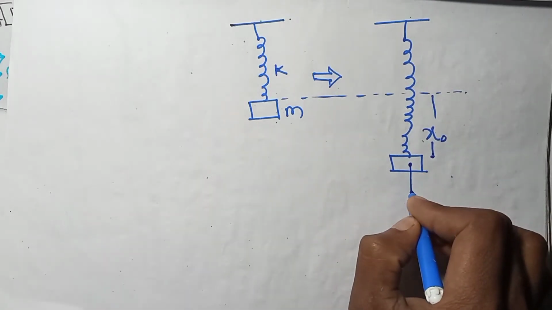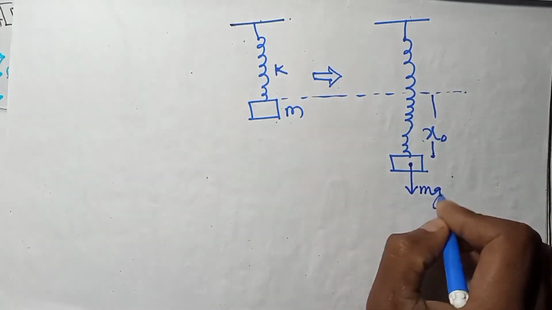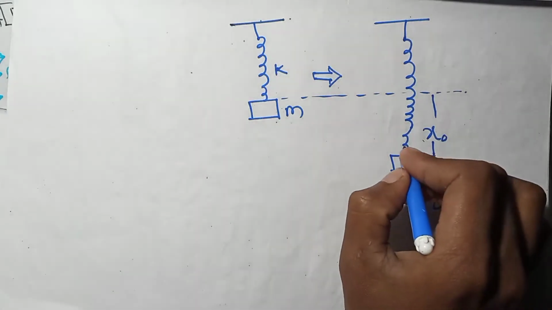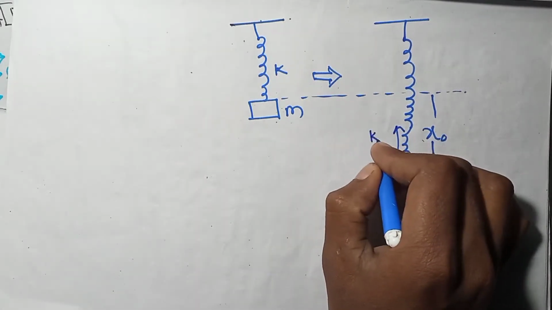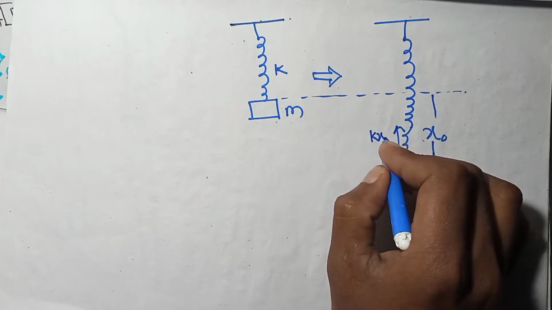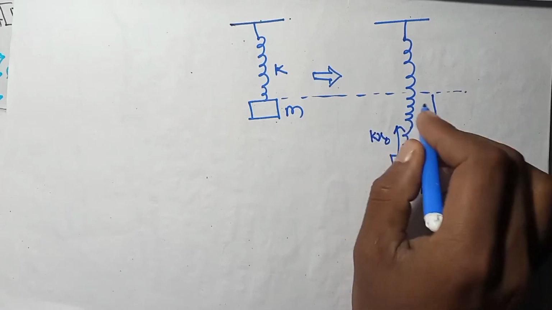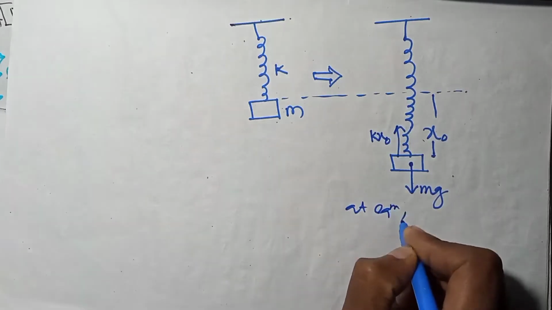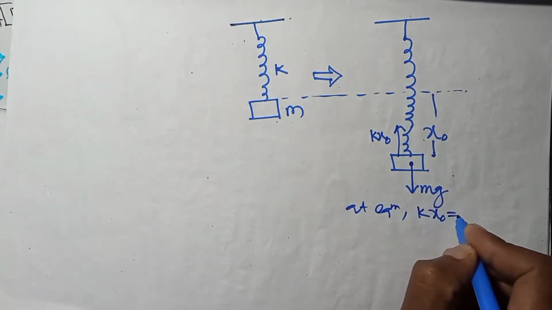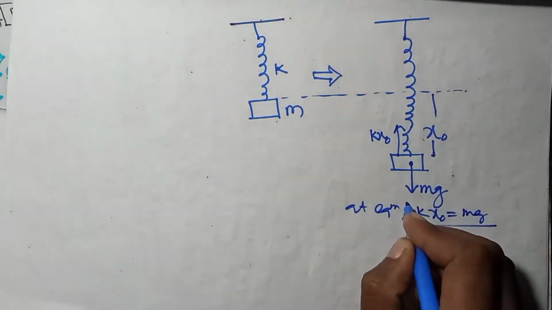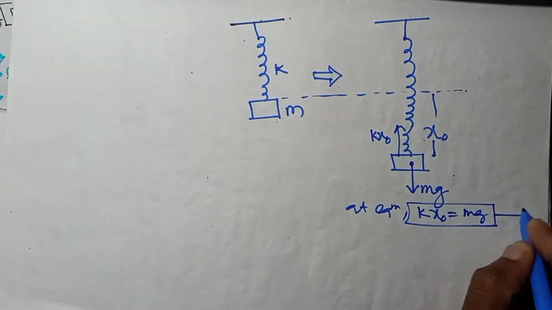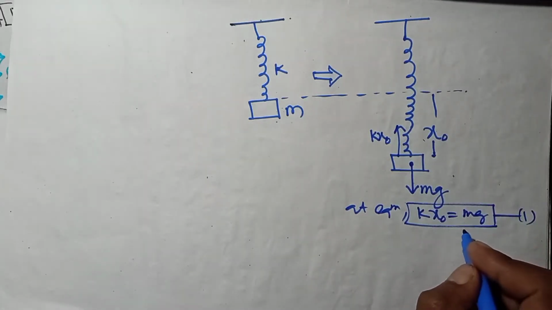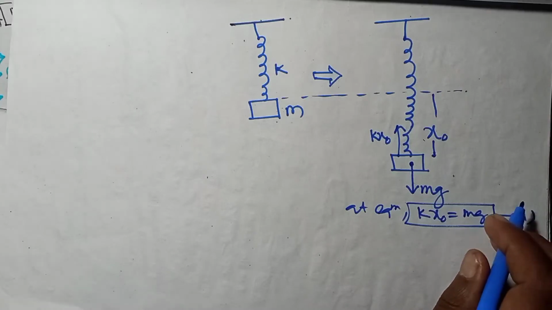In this position, a vertical force mg will act in the downward direction and a spring force of k x naught will act in the upward direction. At equilibrium we can say that k x naught equals mg. This is the equilibrium equation, and we have to keep it in mind and use it later.